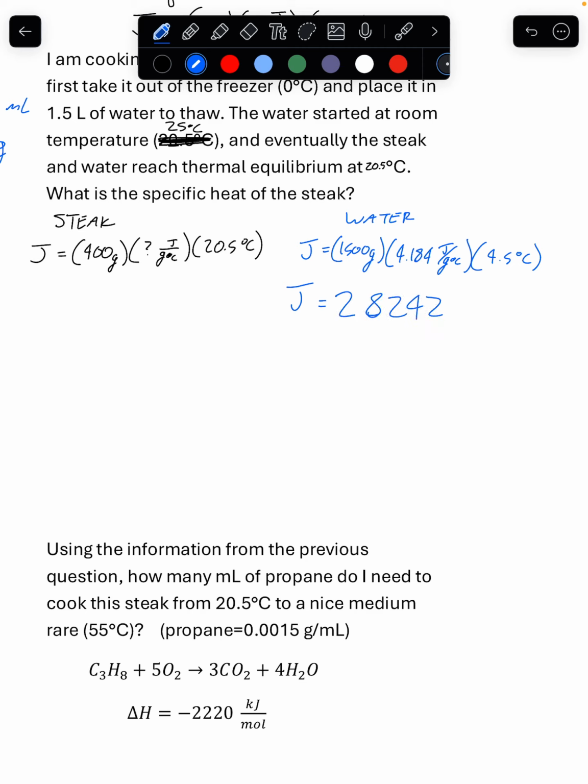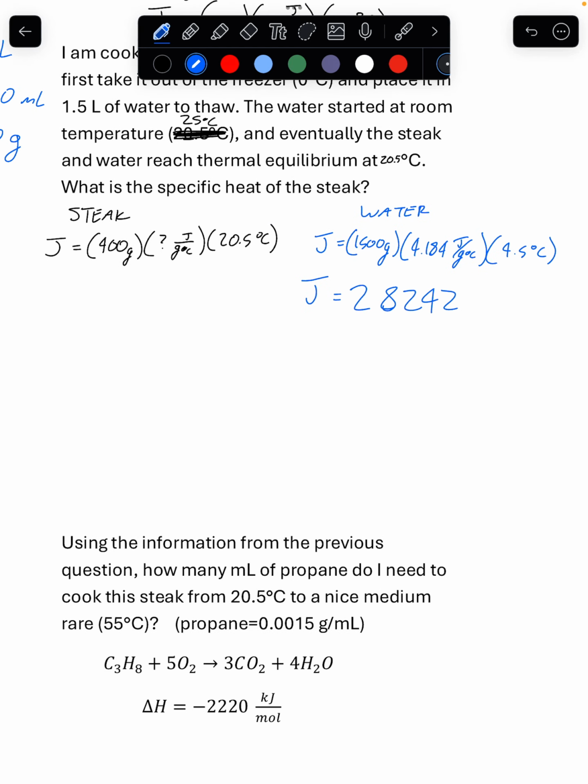I'll just say one last time, again, if you've been caring about your sign, this is negative because that's how much energy was lost, but I don't care about the sign, and I'm not going to talk about it anymore. So that's our energy of the water, and it all went into the steak. So now I can plug that in. The energy of the steak, the energy it gained as it thawed was 28,242 joules, and that's equal here to 400 grams times my unknown specific heat times my change in temp.